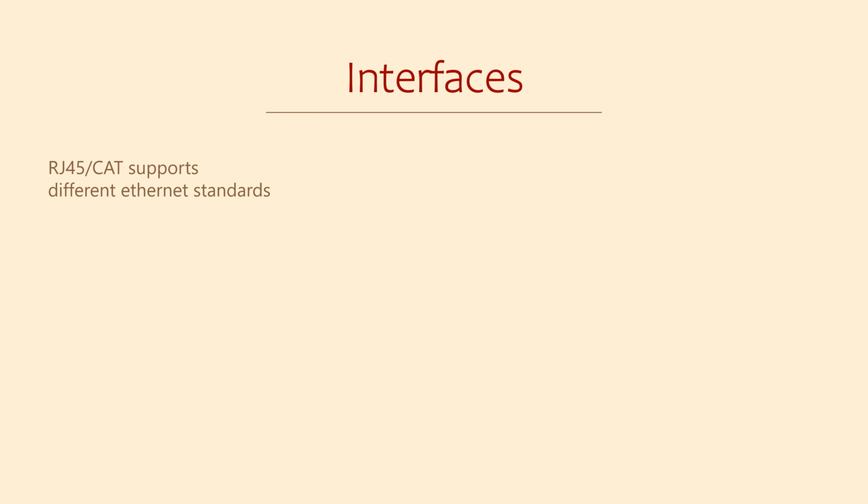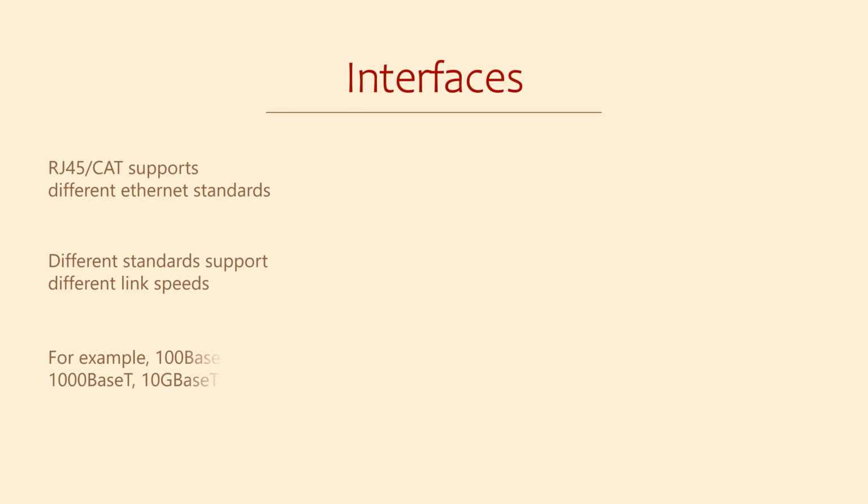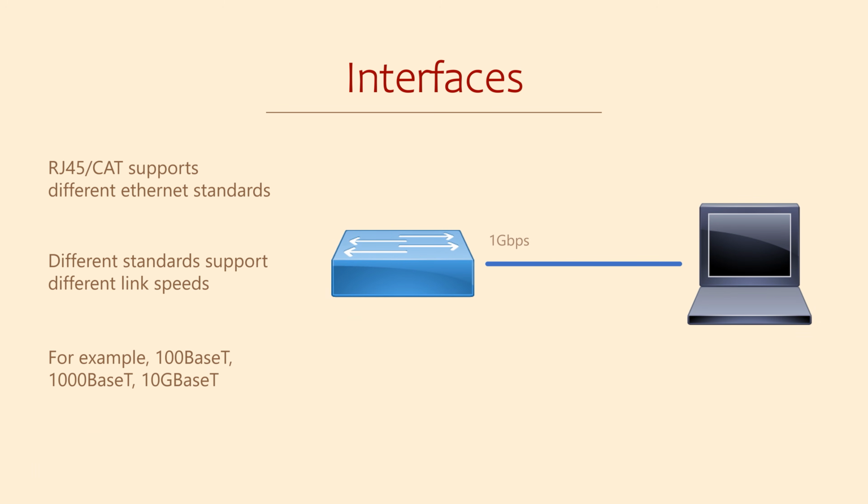One physical difference worth noting is that the RJ45 Cat type of cabling supports different interface speeds, for example, 100 meg, 1 gig, 10 gig, and others. When two devices are connected, they will negotiate the best speed that they can both run at. This means that one device may need to slow down to support the other device. This is a feature called auto negotiation, and it's on by default.